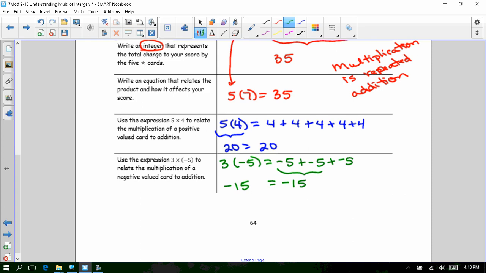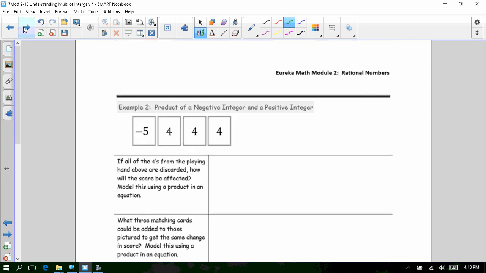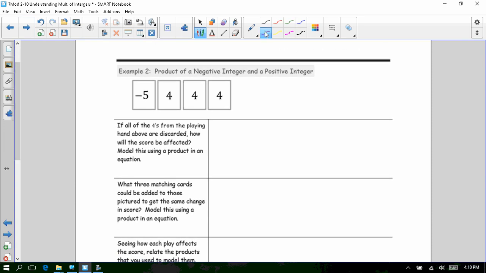All right, top of page 65. Example 2. Now I want you to start taking notes, okay? You are going to start here. Start taking notes. That whole time you just got to watch me and listen to me. Poor kids. All right, so we have a negative 5, a 4, a 4, and a 4, right?